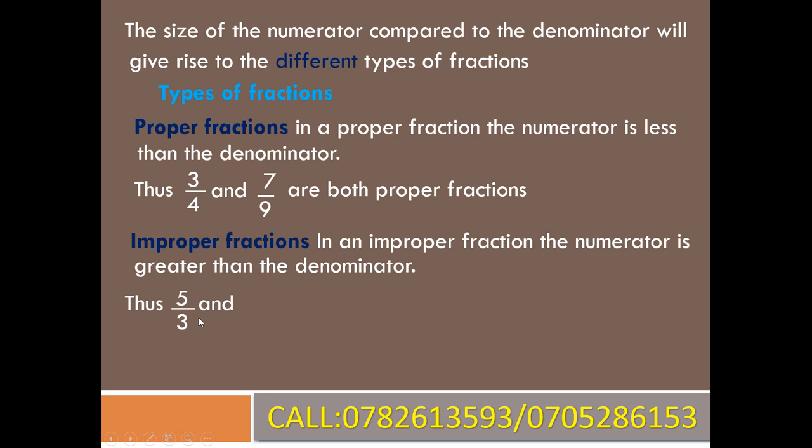So with improper fractions, this upper number is always bigger than the lower number. You can also look at 8 out of 5. The 8, which is the numerator, is actually bigger than the 5, which is the denominator. So 5 out of 3, 8 out of 5 are all examples of improper fractions. You can mention as many examples as you can.